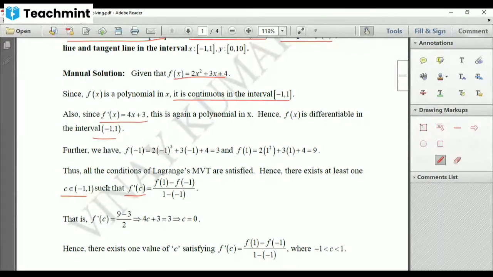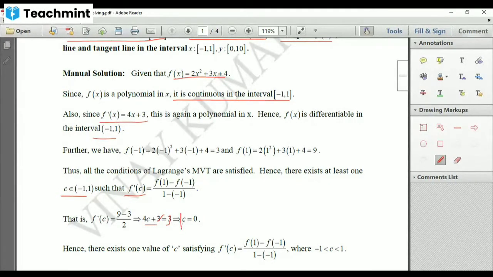Therefore, f dash of c, which is 4c plus 3, is equal to (f of 1 minus f of minus 1) divided by (1 plus 1). What is your f of 1? 9. What is your f of minus 1? 3. So 9 minus 3, which is 6, divided by 2, is 3. So you'll get 3. Now 3 cancels. You'll get 4c equal to 0, or simply c will be equal to 0 by 4, which is 0.